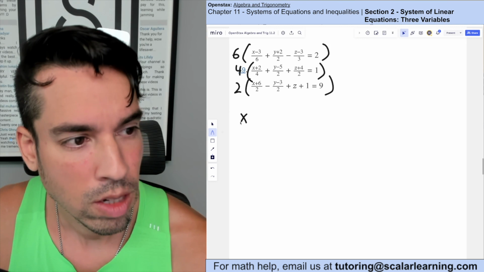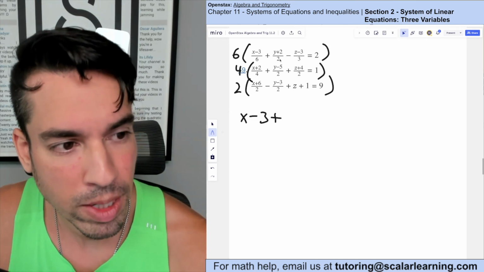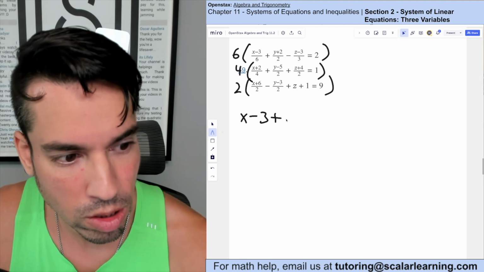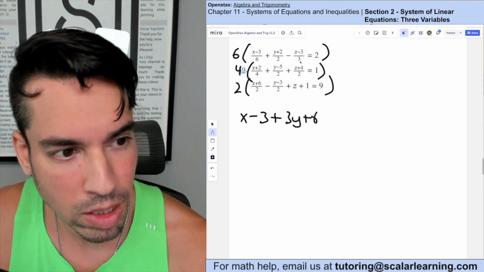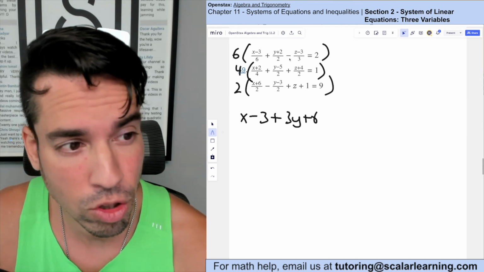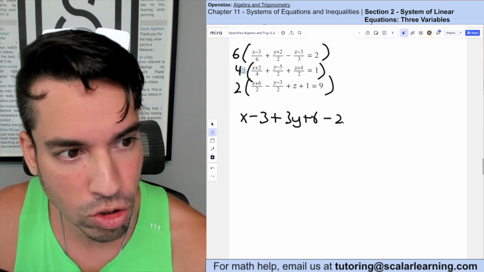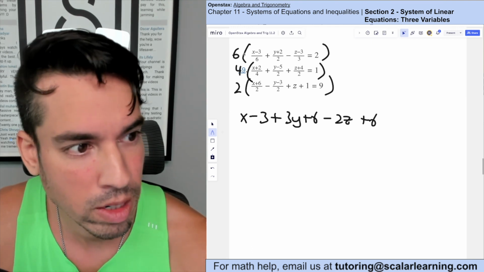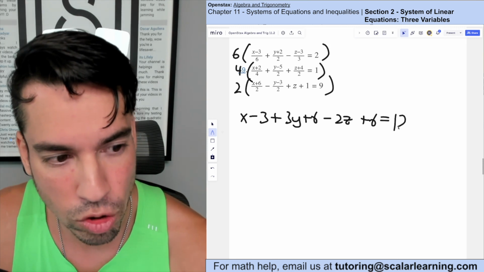Let's rewrite it. The top equation becomes x minus 3 plus 6, divided by 2 is 3, so then we distribute the 3 to the y plus 2, so it's 3y plus 6. And then 6 divided by 3 is 2, but then it's a negative 2 because of that minus. So then that negative 2 distributes, so then we have minus 2z plus 6, right? Negative 2 times negative 3 is positive 6, equals 6 times 2, which is 12.